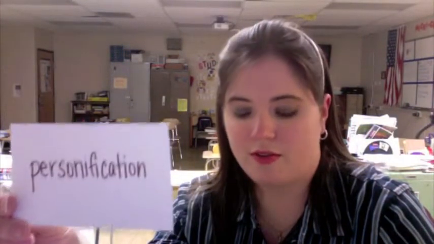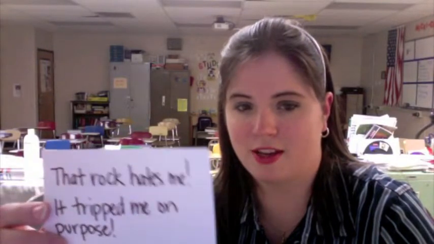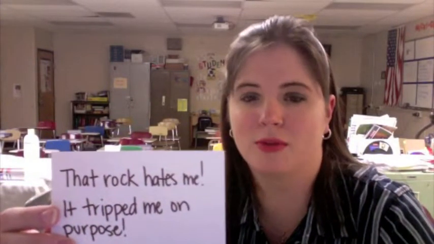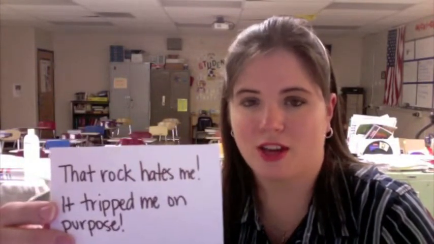Also connected to a metaphor is a conceit or an extended metaphor. Those of you that were paying attention in class when we were discussing Julius Caesar, when Julius Caesar at the end of one scene is compared to a bird, and that metaphor goes on and on and on, that's an example of a conceit. We also have personification. For example, that rock hates me. It tripped me on purpose. That's personification.